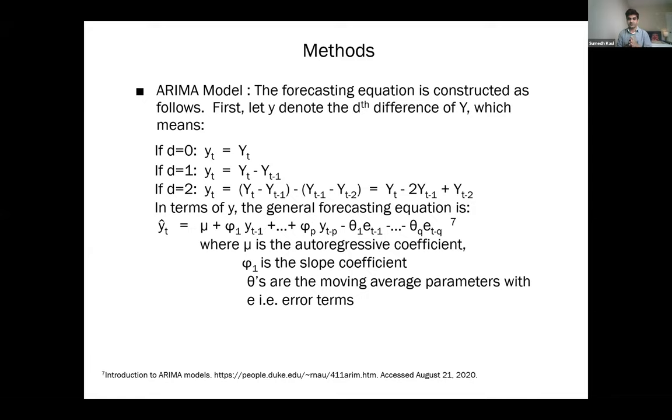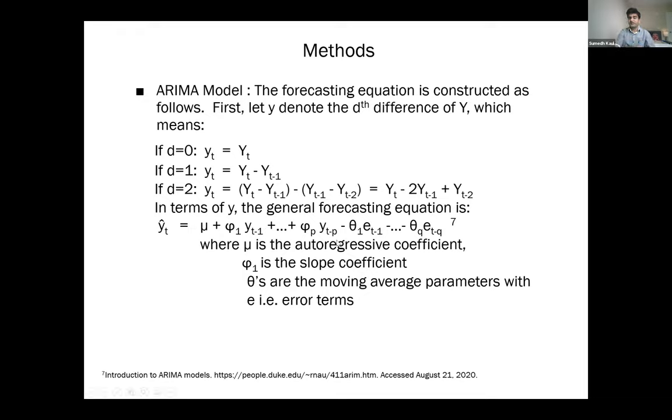The d parameter is the number of times a time series needs to be differenced to be made stationary, which is also said to be an integrated version of a stationary series. Another parameter is q, which takes into account the lags of the forecast errors, called moving average terms.